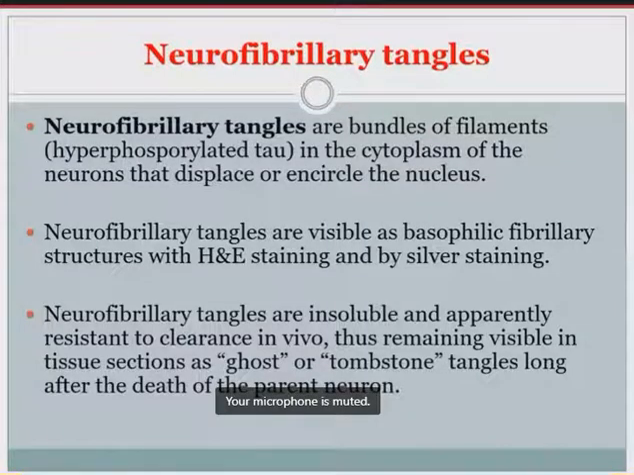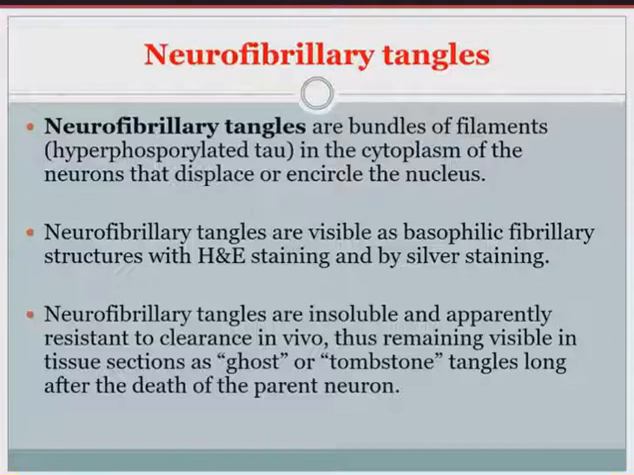If you see it in H and E stain, you will see a basophilic bluish tinge, fibrillary structures. These neurofibrillary tangles are insoluble and apparently resistant to clearance in vivo, thus remaining visible on tissue section as ghost or tombstone tangles after the death of a neuron. Actually what happens is that these are insoluble, and in processing of the tissue section, sometimes you see a ghost-like appearance of these tangles, the thing that you see in the cytoplasm of the neurons.